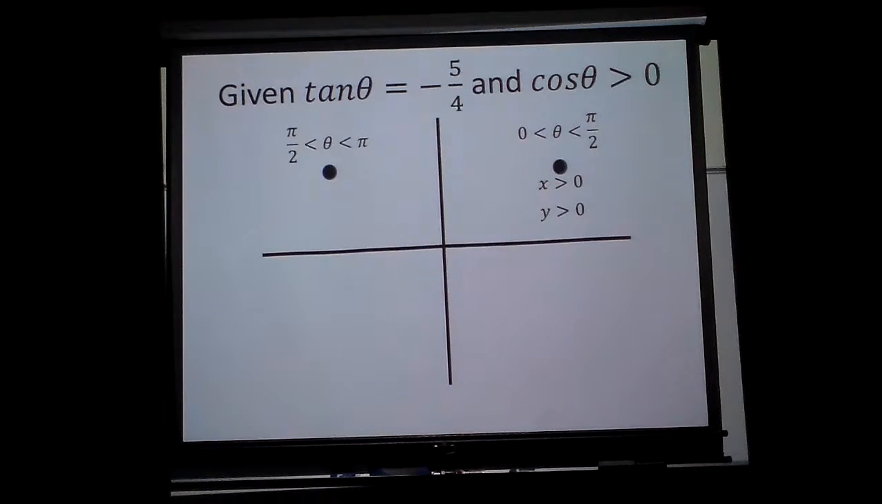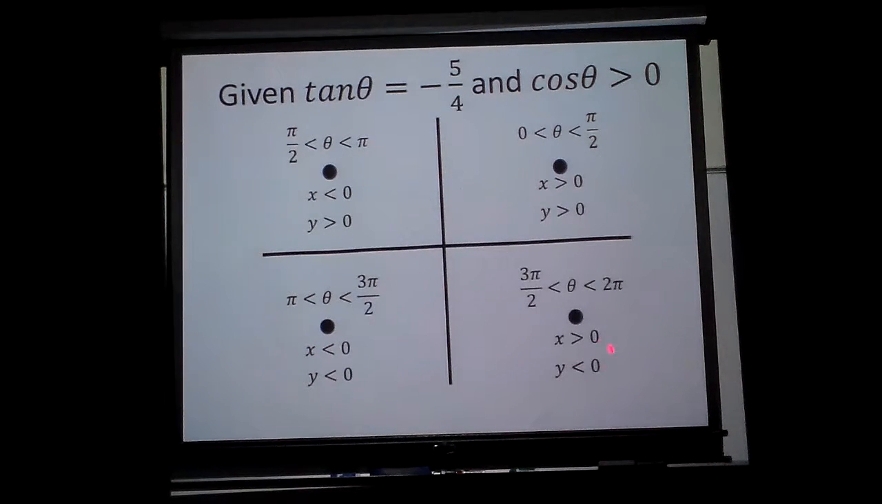And over here in this quadrant, x is less than 0, so I know cosine is not positive here. And over here, cosine is less than 0, x is negative. And here we have x is greater and y is greater. I know this cosine up here, I know I've got to be here in this quadrant.